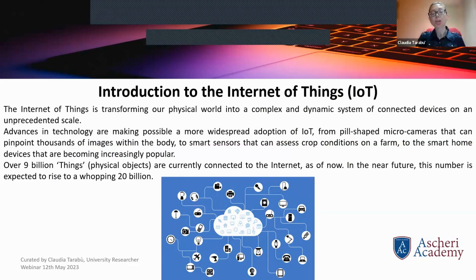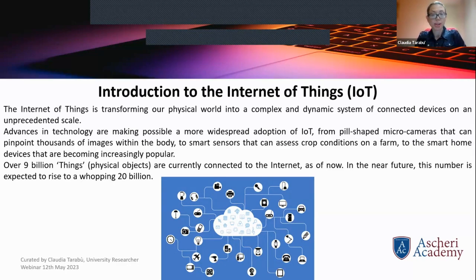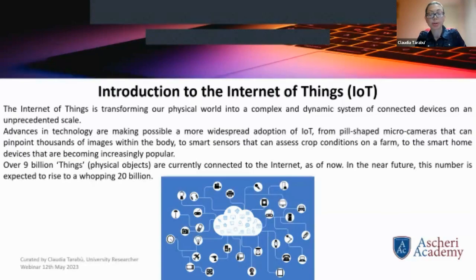With this slide, I wanted to make a little presentation of the entire technology of the Internet of Things. The Internet of Things is transforming our physical world into a complex and very dynamic system of connected devices on an unparalleled scale. Advances in technology are made possible through a widespread adoption of IoT, from pill-shaped micro cameras, for example, that can pinpoint thousands of images within our body, to smart sensors that can assess the conditions of crops in a farm, or to the smart home devices that are becoming increasingly famous and popular.